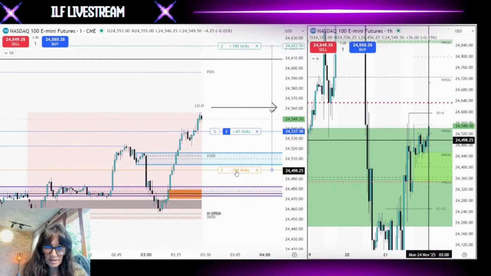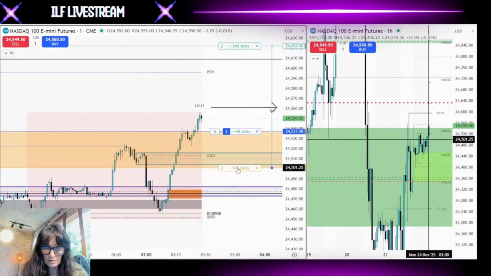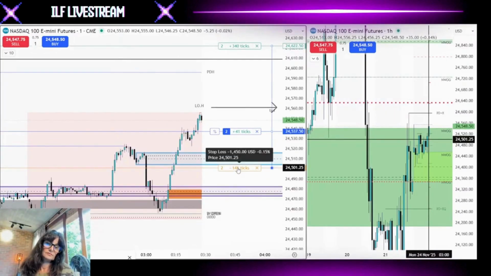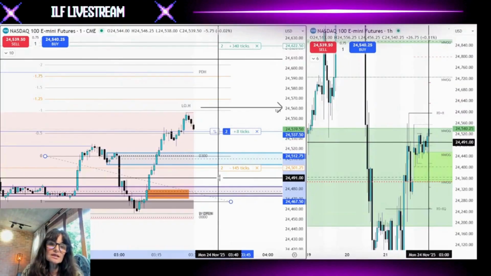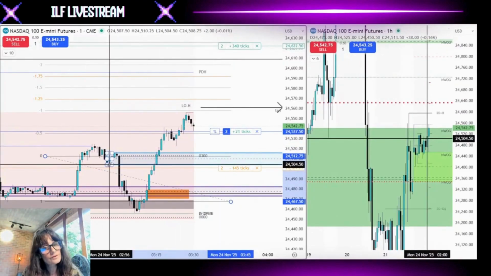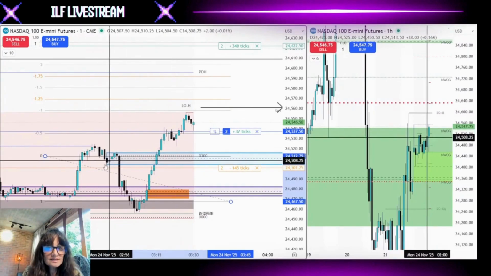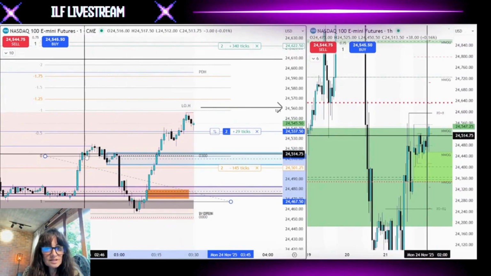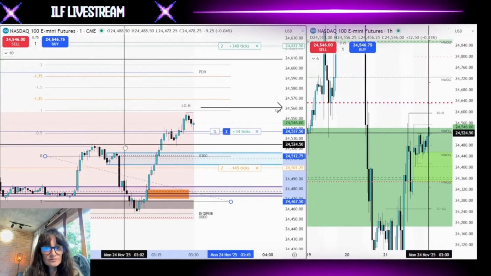I want it above this little gap here. Here, above this gap. Right. But if it goes below my breaker, it invalidates the long. So then it's again just not doing its thing. But on the other hand, this is a break, but you can also consider this a breaker, and look where it retested.